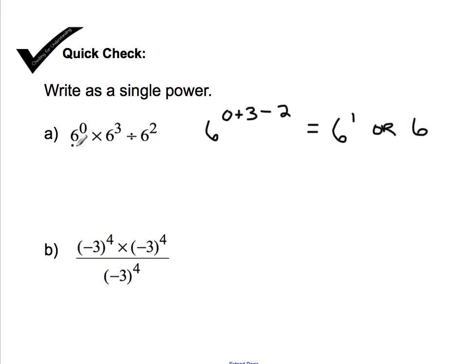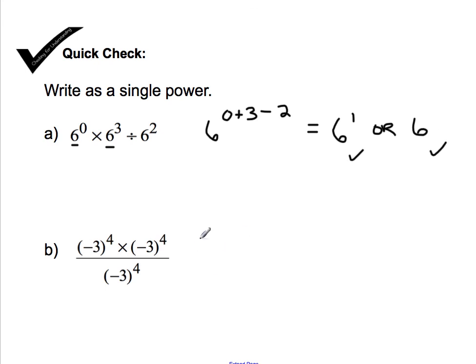So here we're multiplying powers with the same base. We add the exponents. We divide powers with the same base, so therefore we subtract the exponent. We get an answer of 6 to the power of 1. Another way we can write it, since that's the identity power or identity law, we can just write it as 6. It doesn't matter, I'll accept both.